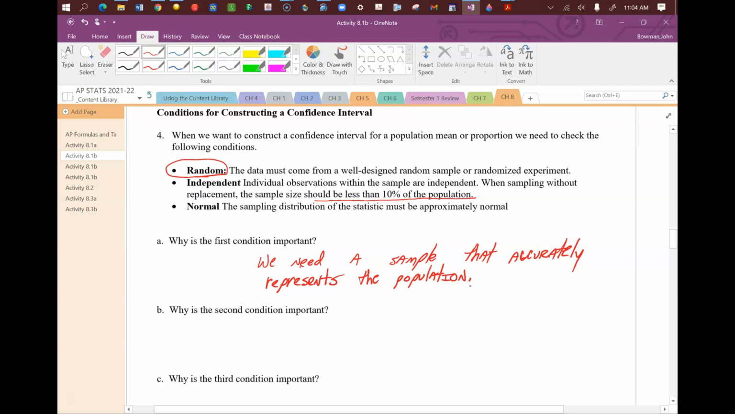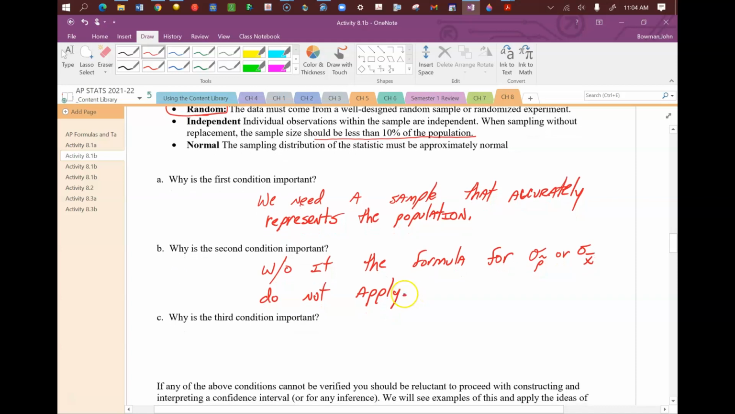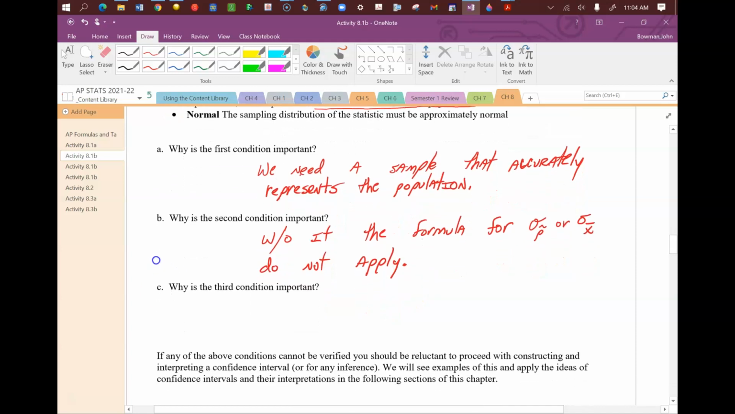Why is the second condition important? Without it, the formula for standard deviation of the sampling distribution, sigma p hat or sigma x bar, do not apply. And this goes back to the idea of random variables and combining random variables and adding variances when the random variables are independent of each other.